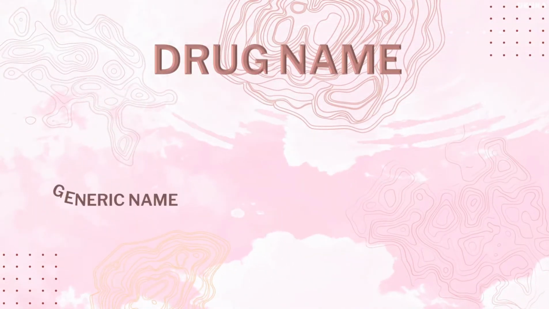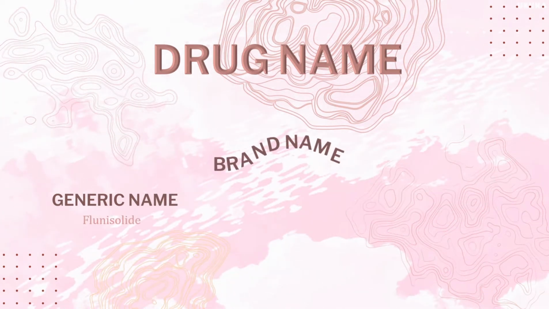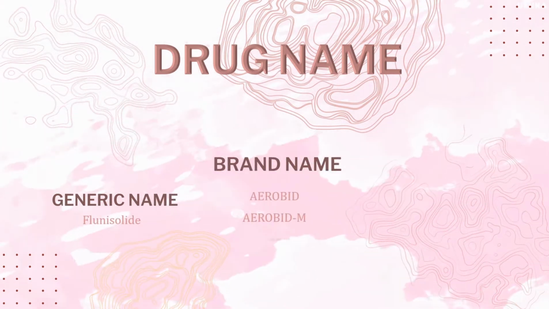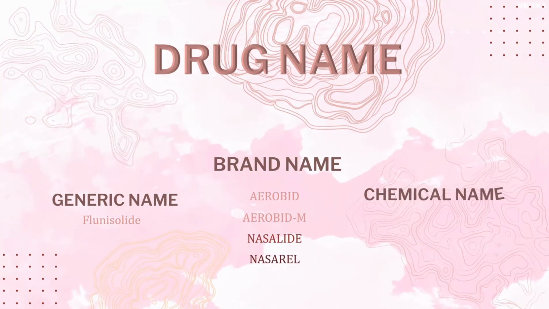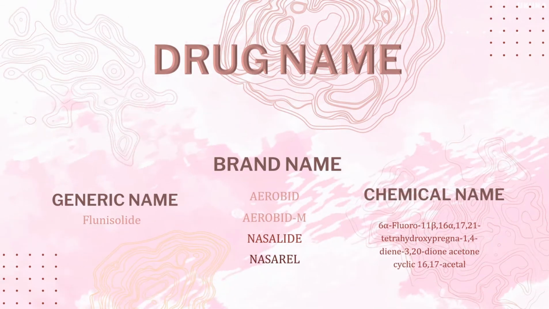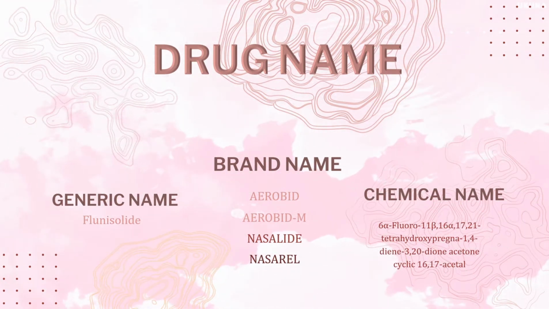The generic name of the drug is FLUNISOLIDE. The brand names are Aerobid, Nasolide, and Nasarel. The chemical name is 6-alpha fluoro, 11-beta, 16-alpha, 17-21-tetrahydroxypregna, 1,4-diene, 3,20-dione, acetone cyclic, 16,17-acetal.